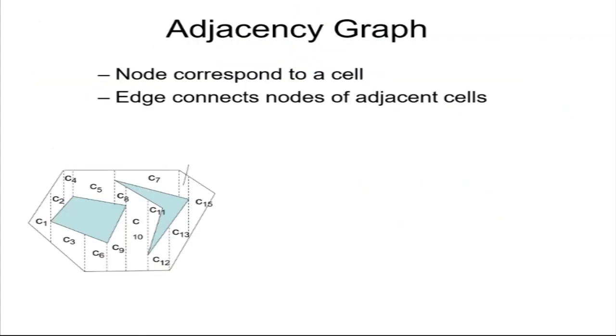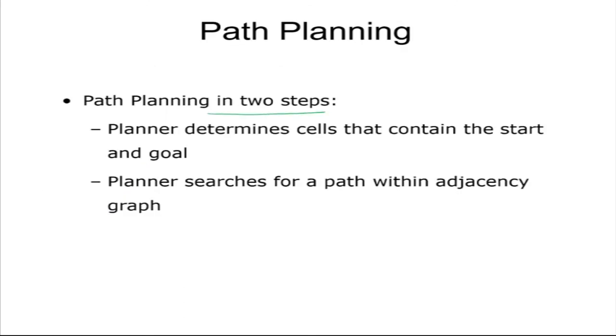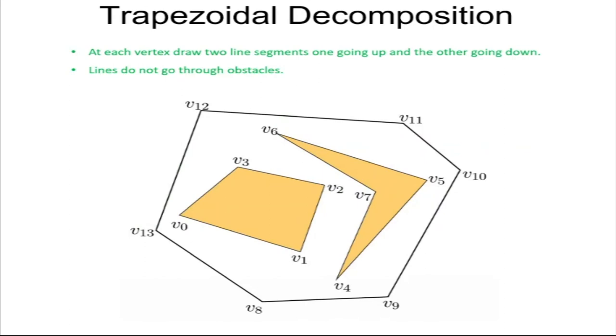So in this particular case we have seen that the path planning is done in two steps. The path planner determines cells that connect the start and the goal. Then the planner searches for a path within the adjacency graph. Okay, let's see how it is done.